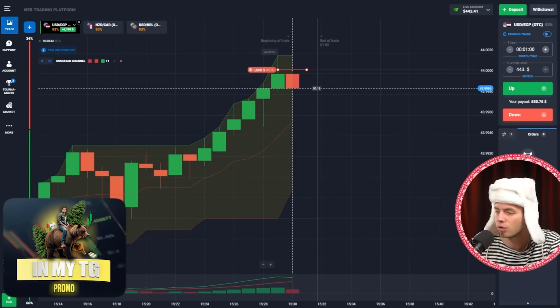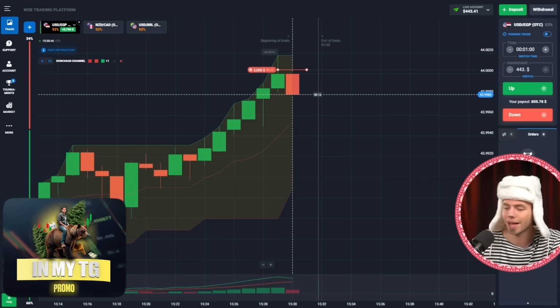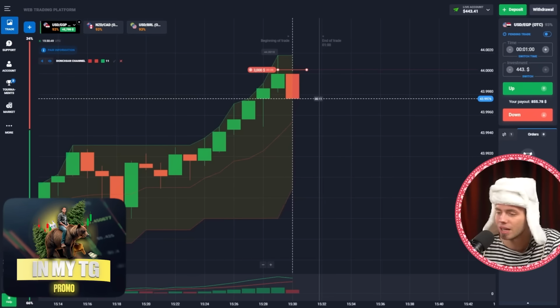And the overbought zone, of course, overbought zone. So we need to wait a bit, just wait a bit, and be patient. Patience is very important in the trading profession, okay? Let's just wait.